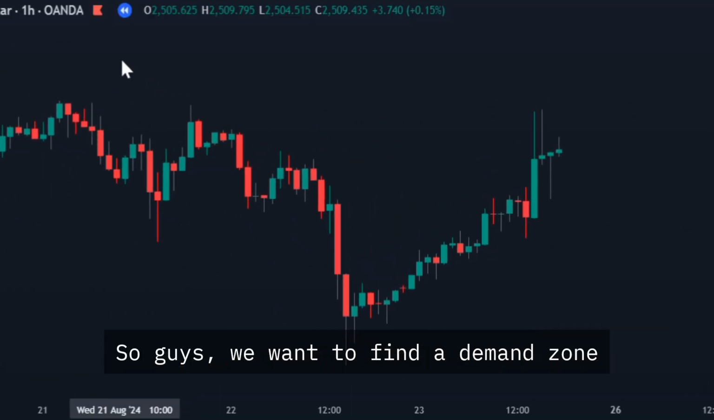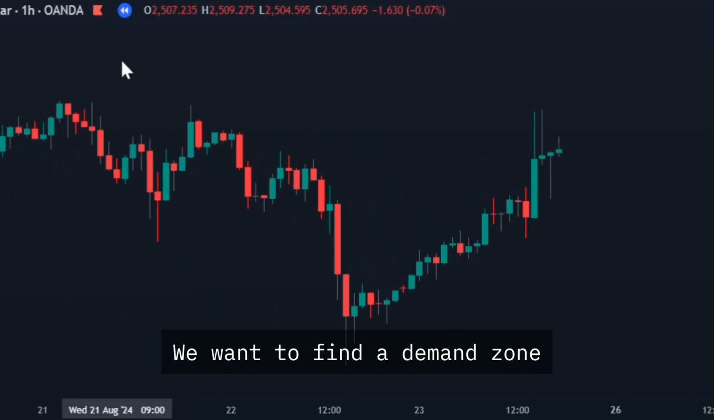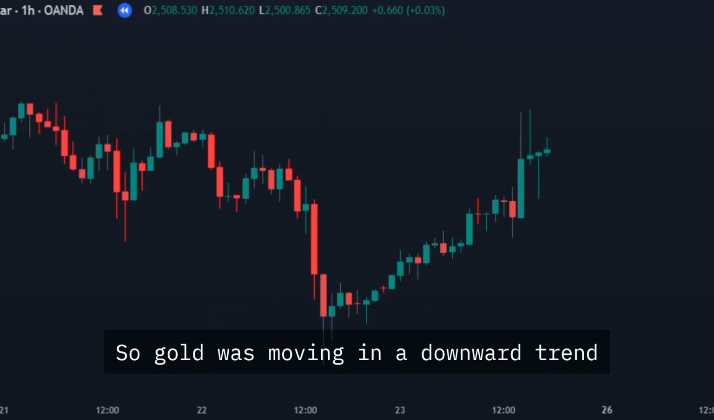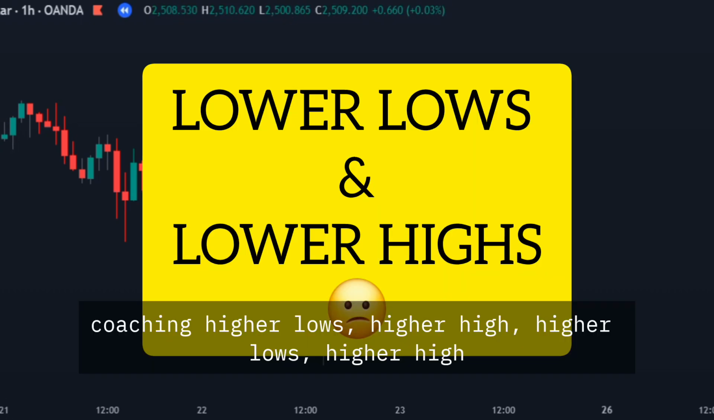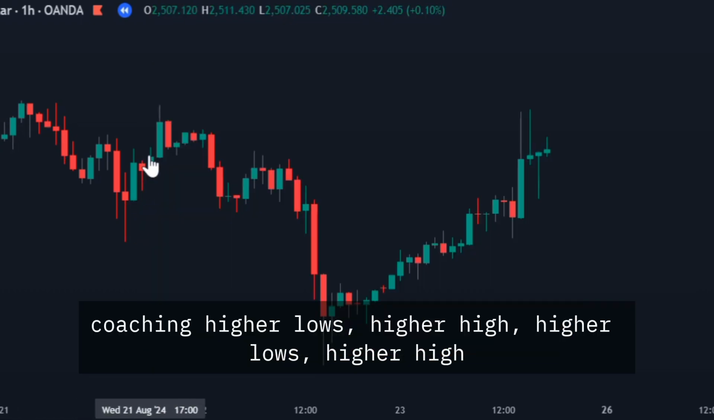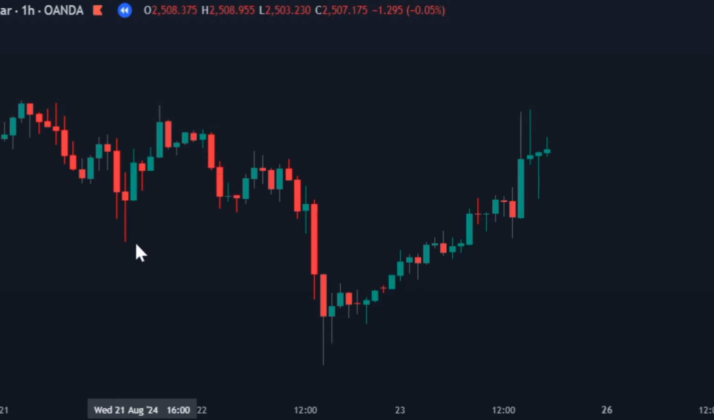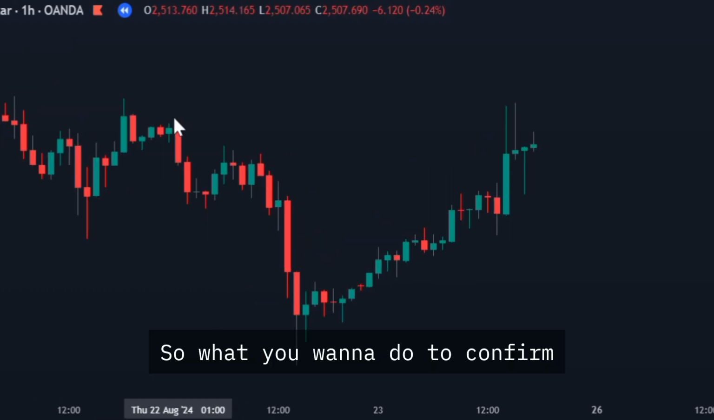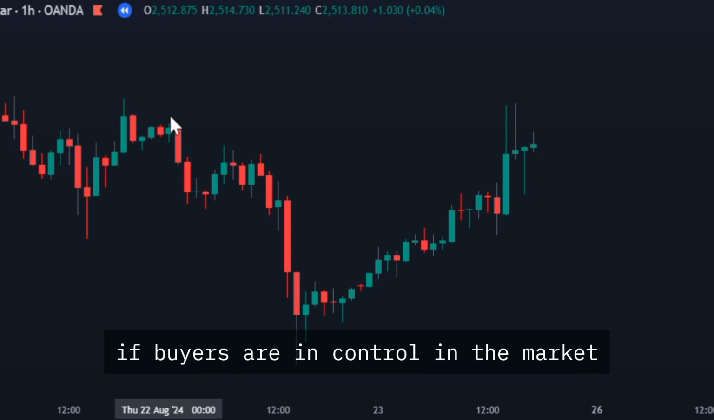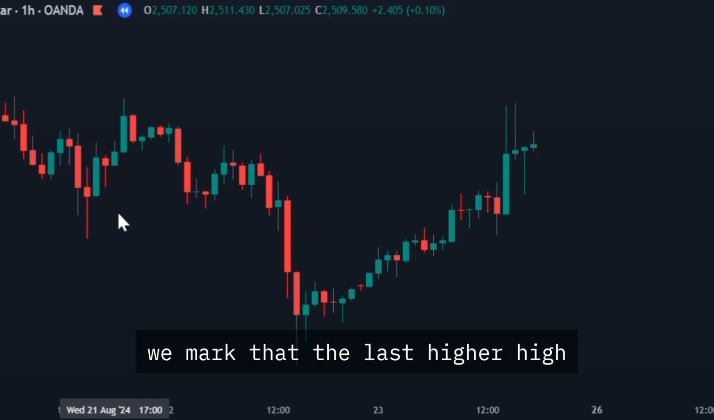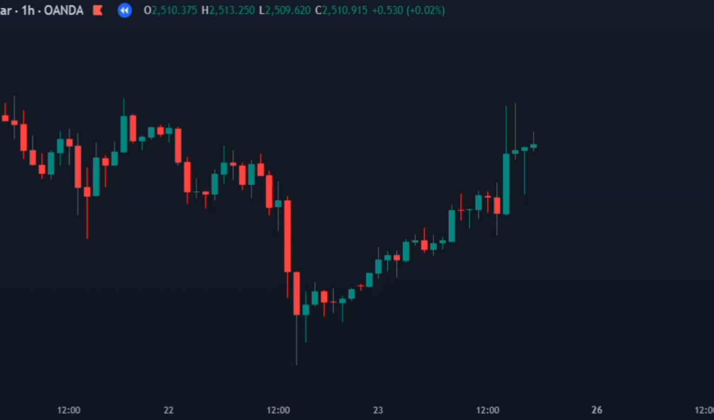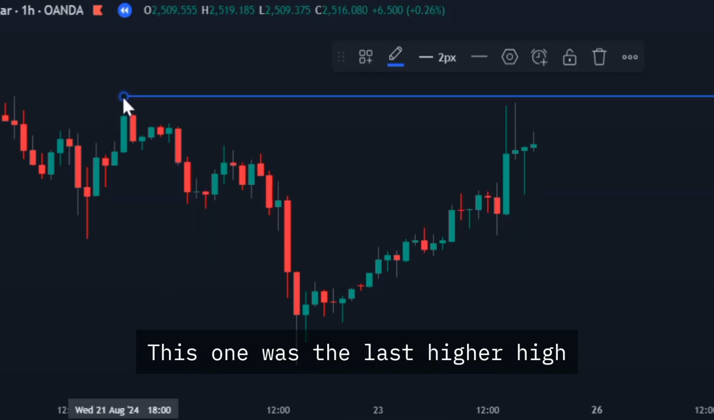So guys, we want to find a demand zone. And this is gold spot. So gold was moving in a downward trend, creating higher lows, higher high, higher lows, higher high. Then we have, this was the last low. So what you want to do to confirm if buyers are in control in the market, we mark the last higher high, which is this one.